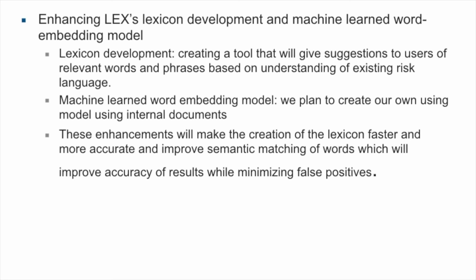For future work, we are enhancing LEX's lexicon development and machine-learned word embedding model. We are creating a tool that will give suggestions to users of relevant words and phrases based on understanding existing risk language. We are also building a word embedding model with our own internal documents so that we can find similar words to the highly specific risk terms within the documents. This could potentially eliminate the keyword matches. These enhancements will make the creation of the lexicon faster and more accurate. It will also improve semantic matching of words, which will improve accuracy of results while minimizing false positives.